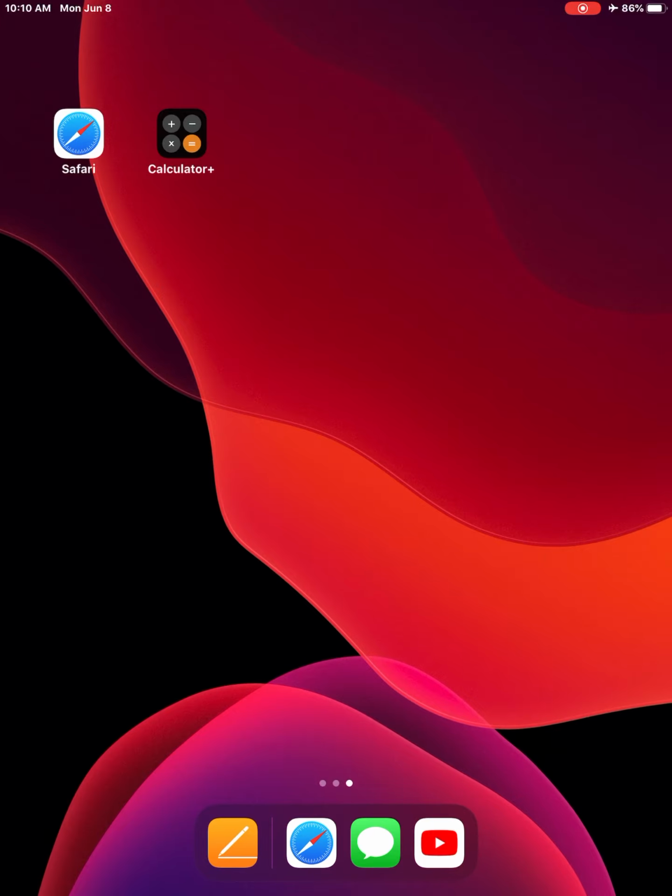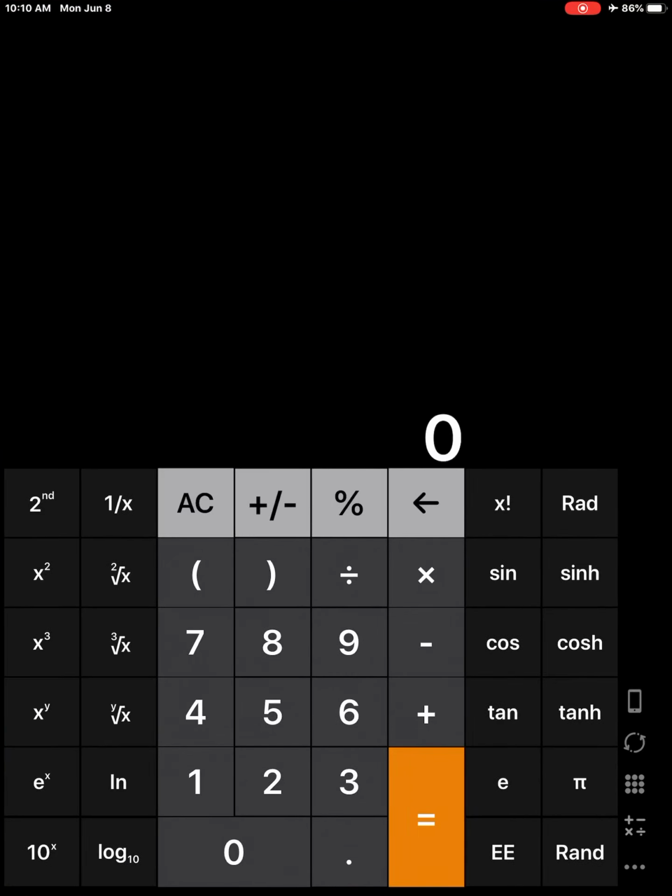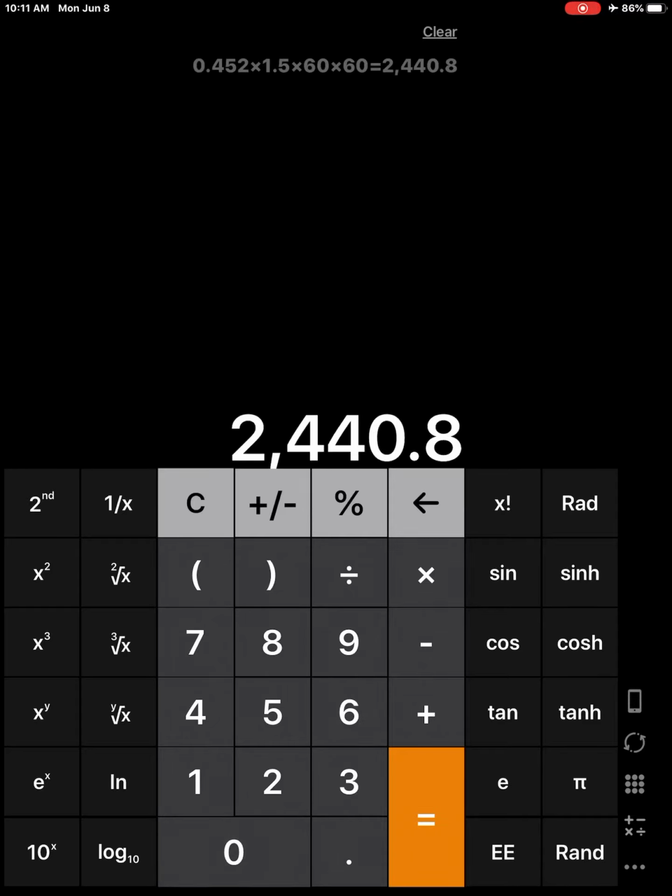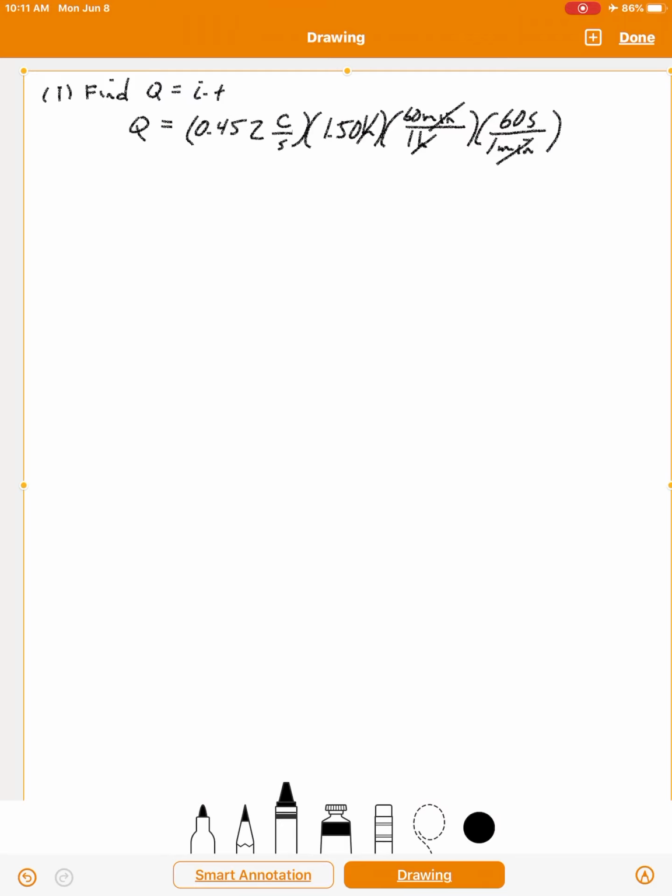So let's come back to our calculator. 0.452 times 1.5 hours times 60 minutes per hour times 60 seconds per minute, and you get 2,441. Let's do 2441 coulombs, right? The seconds are going to cancel there too. So you just get coulombs. So there's your amount of electrical charge.